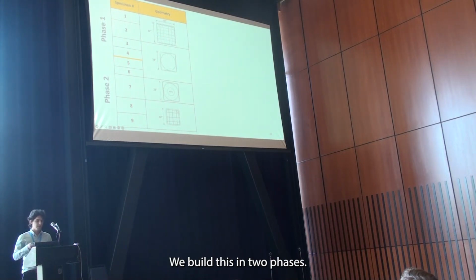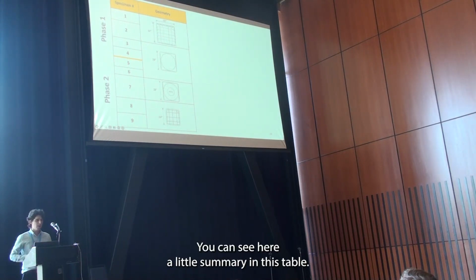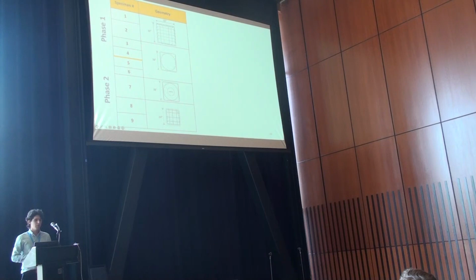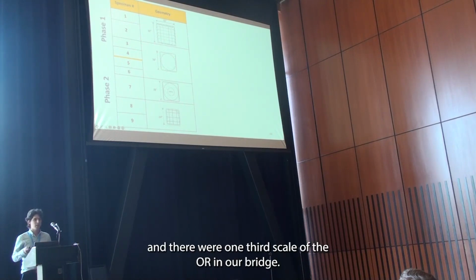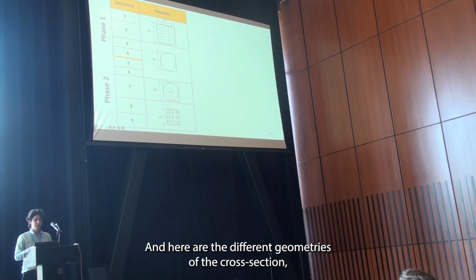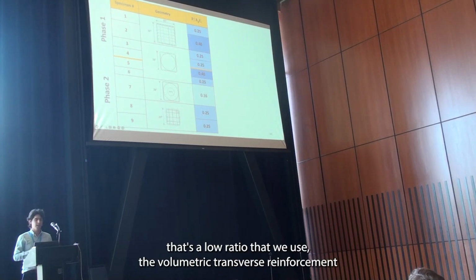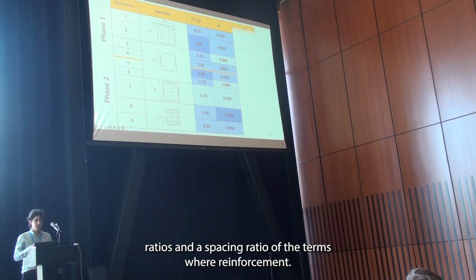We built these in 2 phases. You can see a little summary in this table. There were 9 columns, as I mentioned. They were 1/3 scale of the original bridge, and here are the different geometries of the cross section, the axial load ratios that we used, the volumetric transverse reinforcement ratios, and the spacing ratio of the transverse reinforcement.